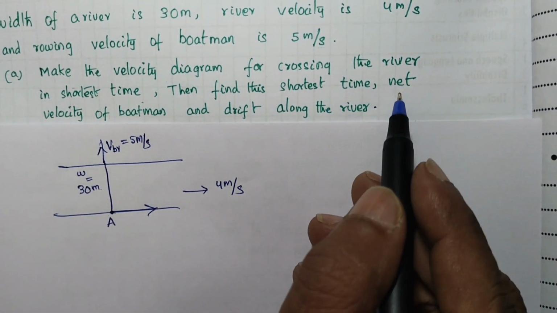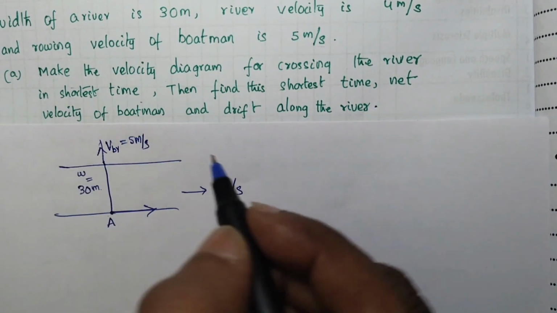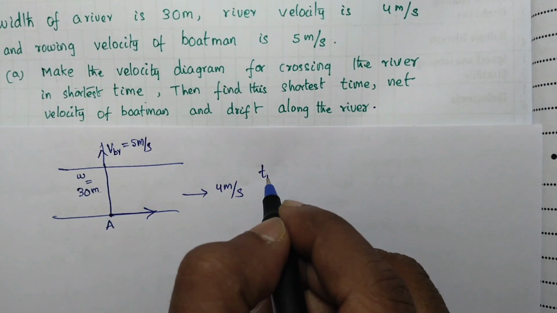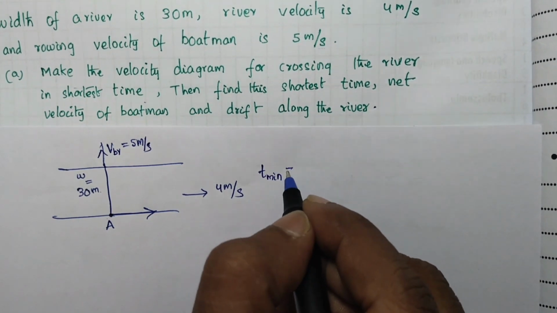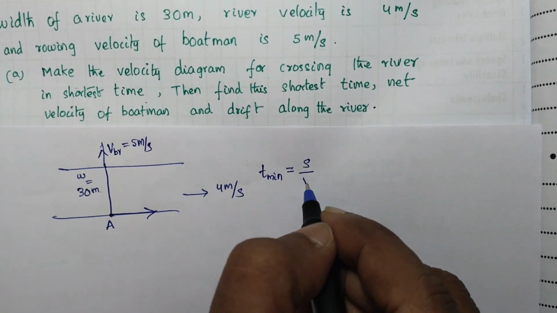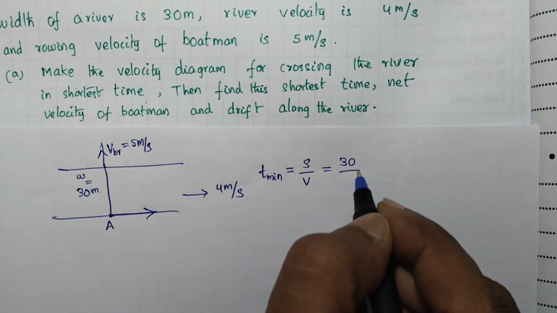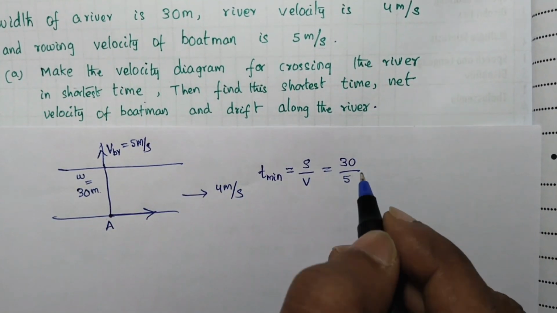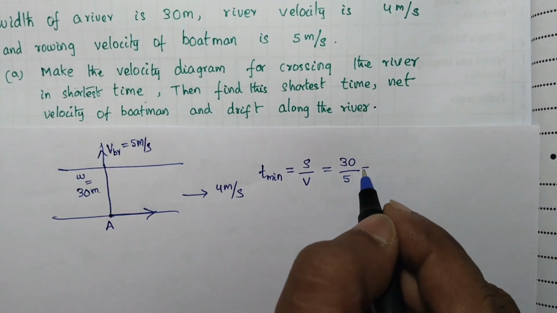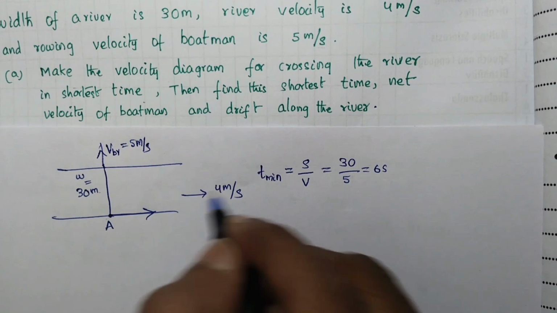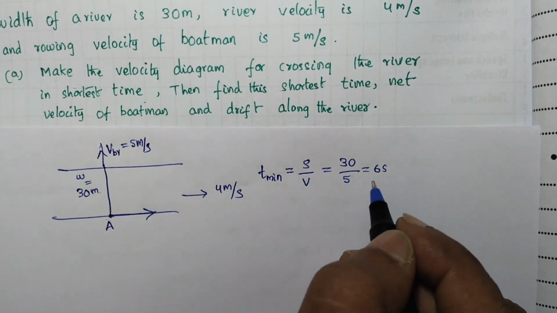What is asked here? The net velocity of the boat at shortest time. Time minimum in this direction is equal to S by V. S is equal to the width of the river, that is 30, divided by V, which means 5 meters per second. 6 seconds will be the time taken to cross the river in minimum time.